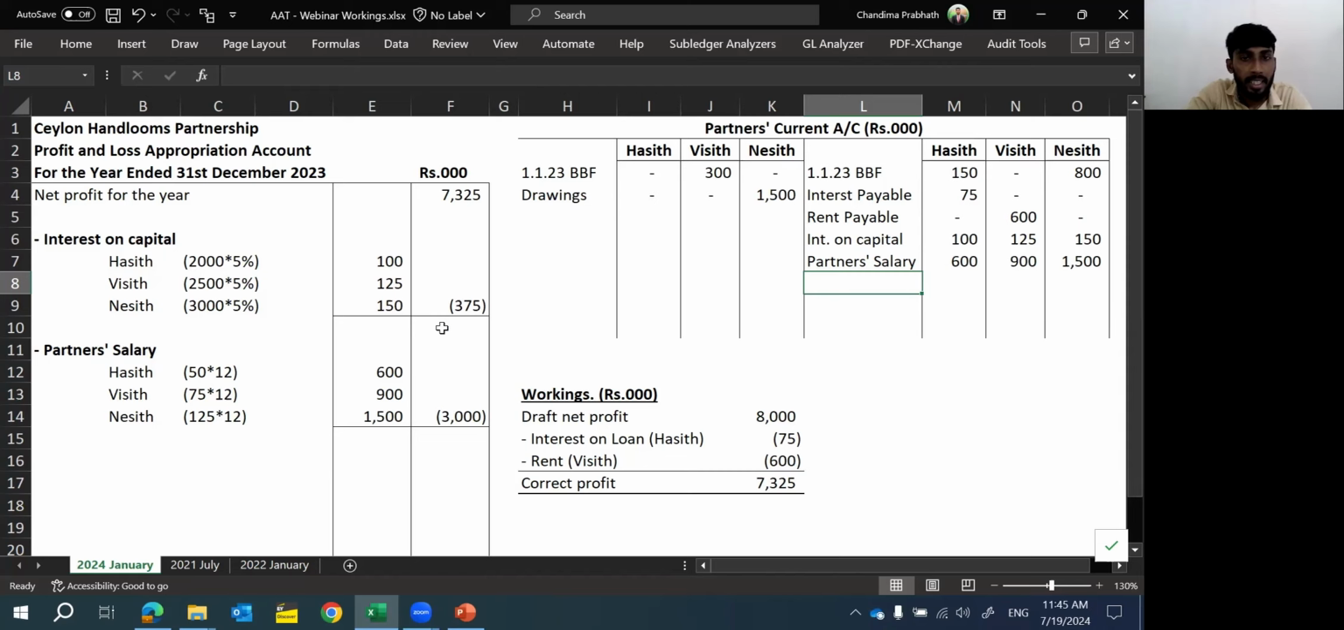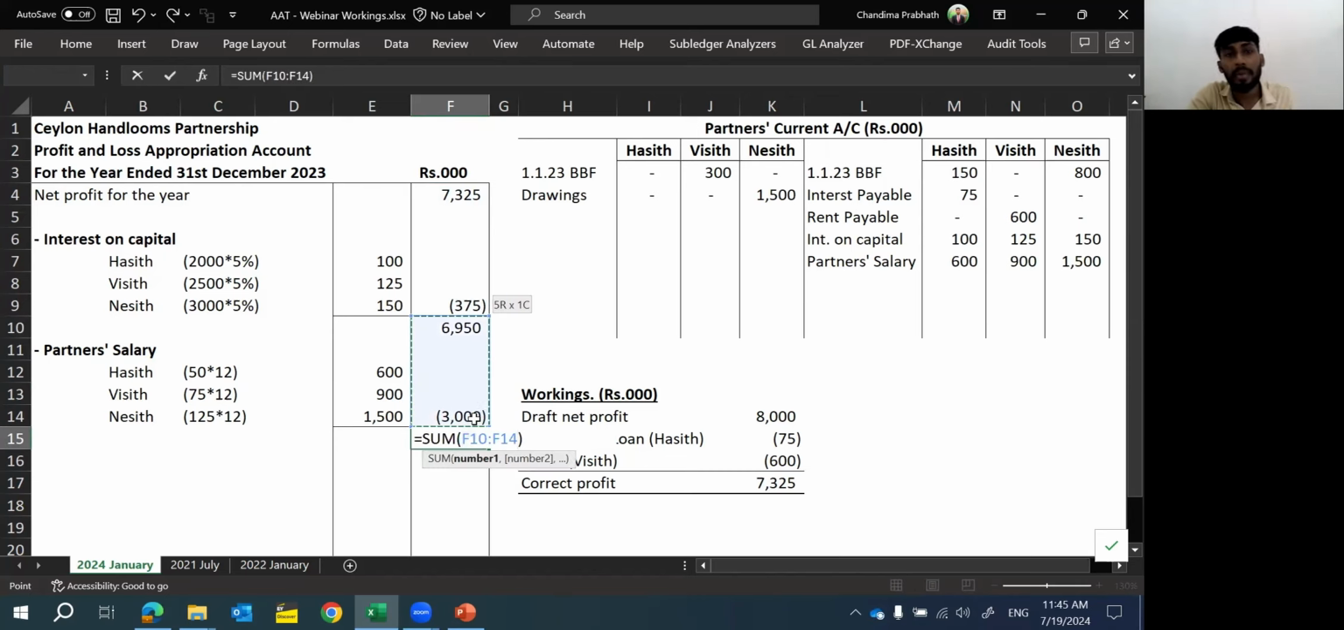Great. Now, net profit for the year 7325 was split. Oh, given as interest on capital 375. So the balance is 6950. Okay. Then from that, we give 3000 as partner salary. Okay. Then we have 3950.